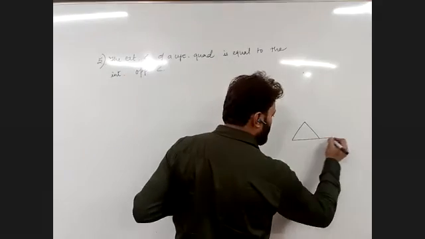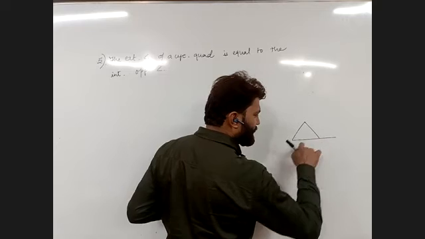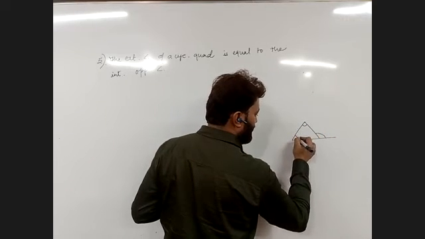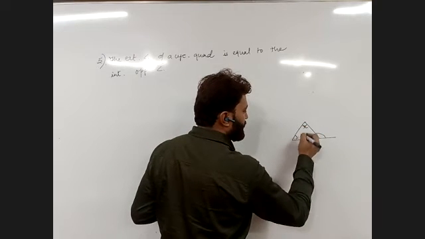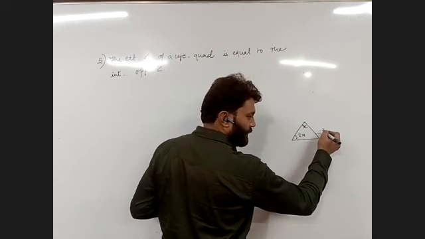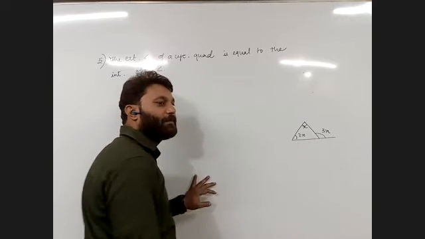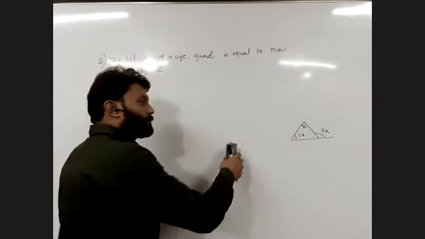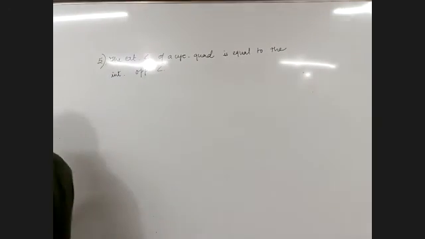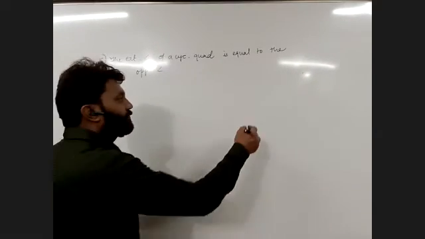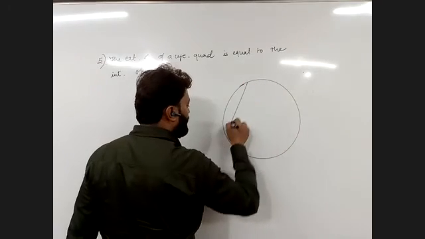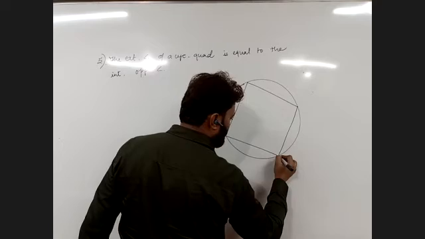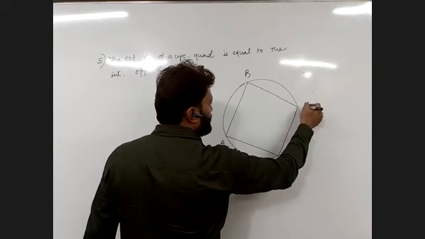The exterior angle property of a triangle was that if you produce one side of a triangle, the exterior angle so formed is equal to the sum of these two angles. Like for example, if this is x, this is 2x, this will become 3x. The exterior angle of a triangle is equal to the sum of interior opposite angles. This was in a triangle. The exterior angle property of a cyclic quadrilateral is different. It states that the exterior angle so formed is actually equal to the interior opposite angle. It is not equal to the sum. It is just equal to the interior opposite angle.